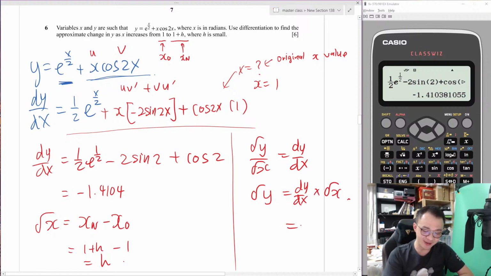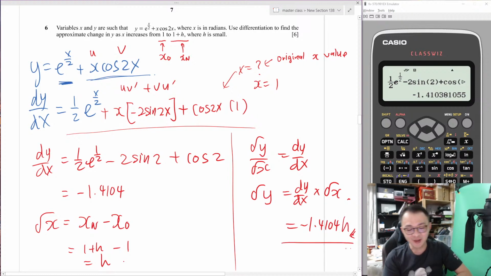So dy/dx is negative 1.4104. Change in x is, change in h is h. Done. Okay, so this is how we get this 6-mark question.